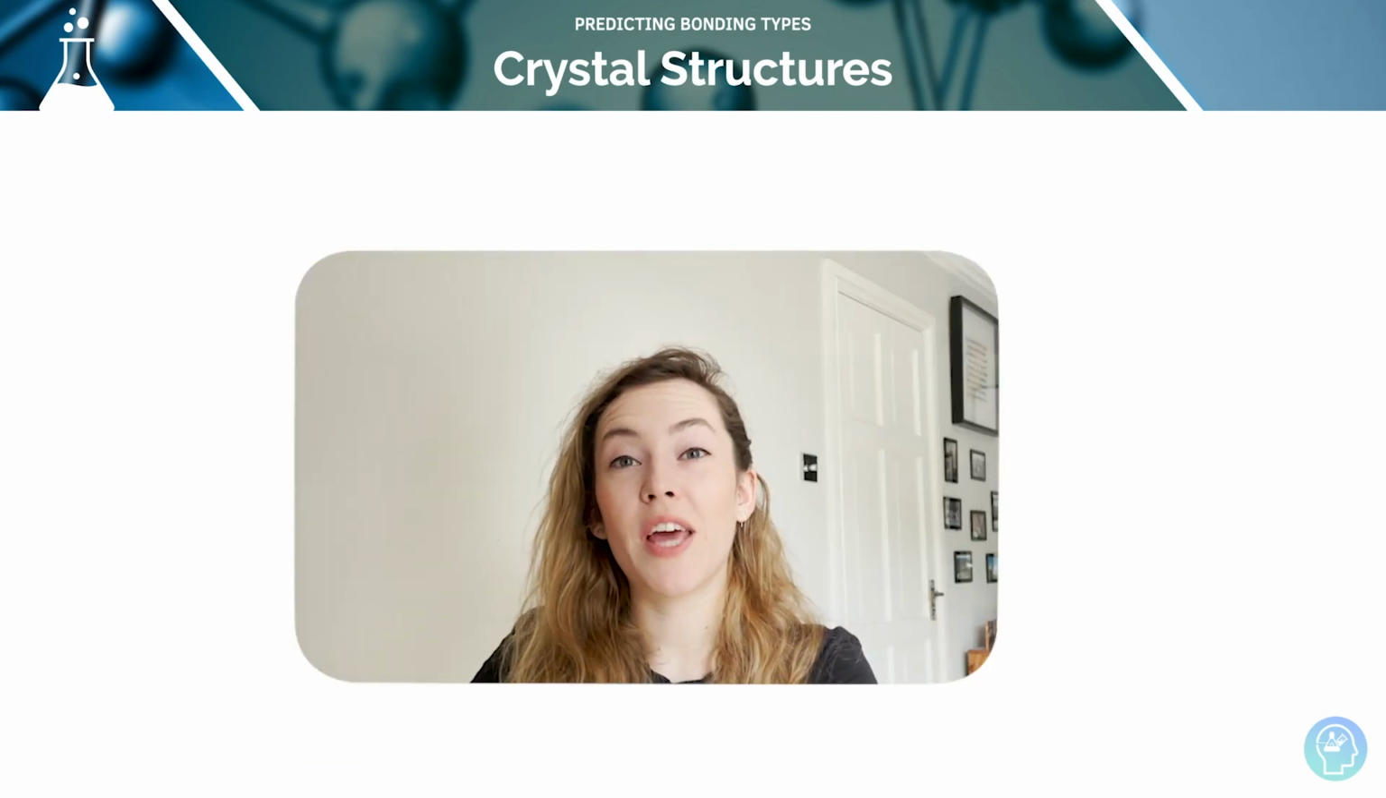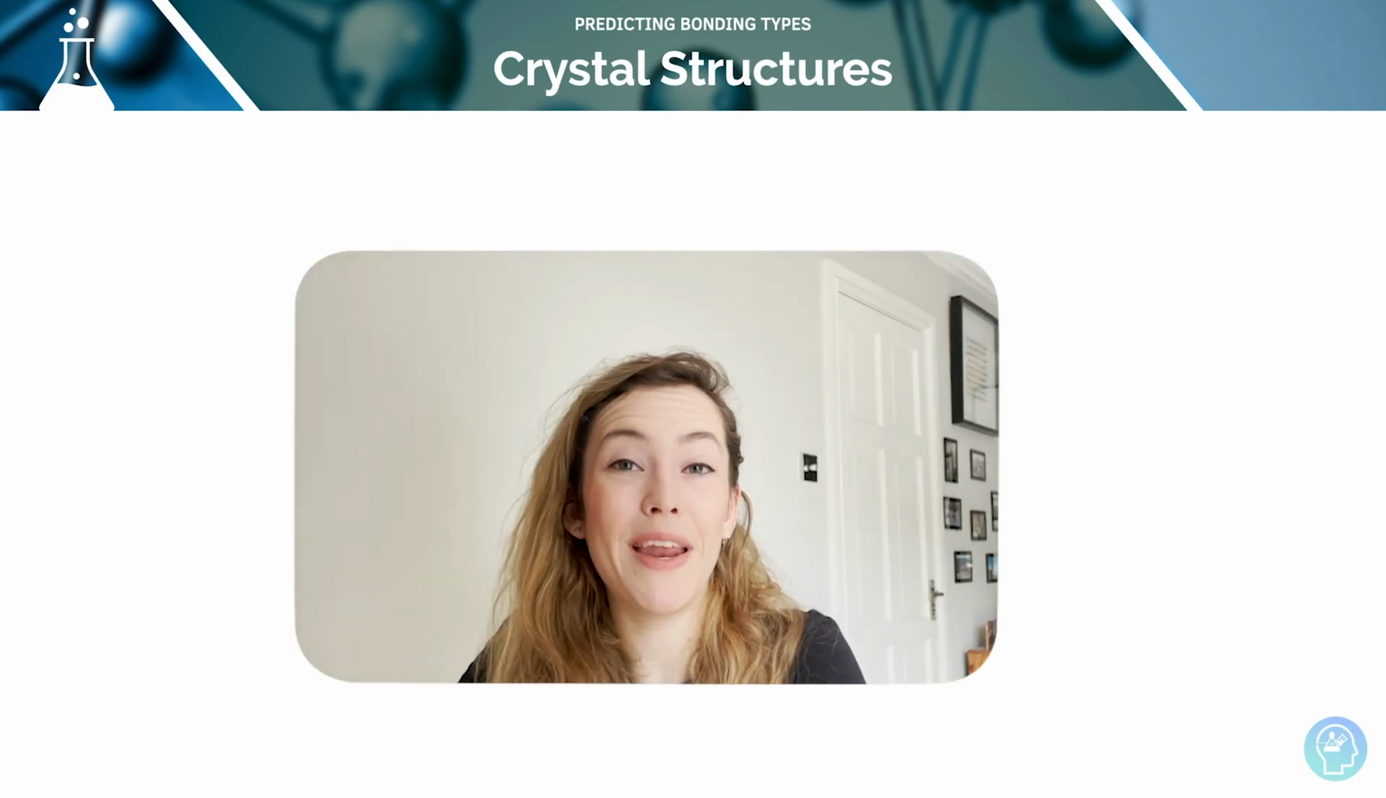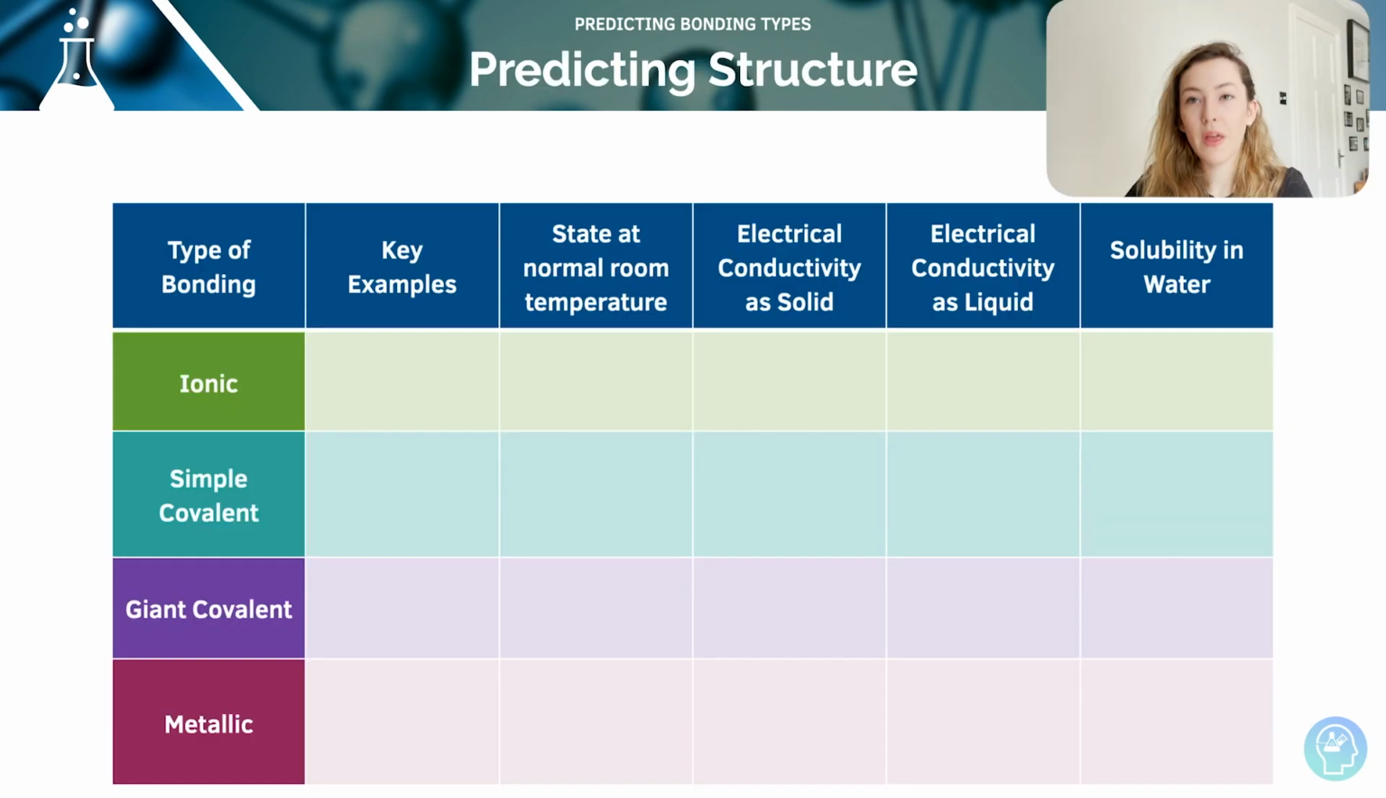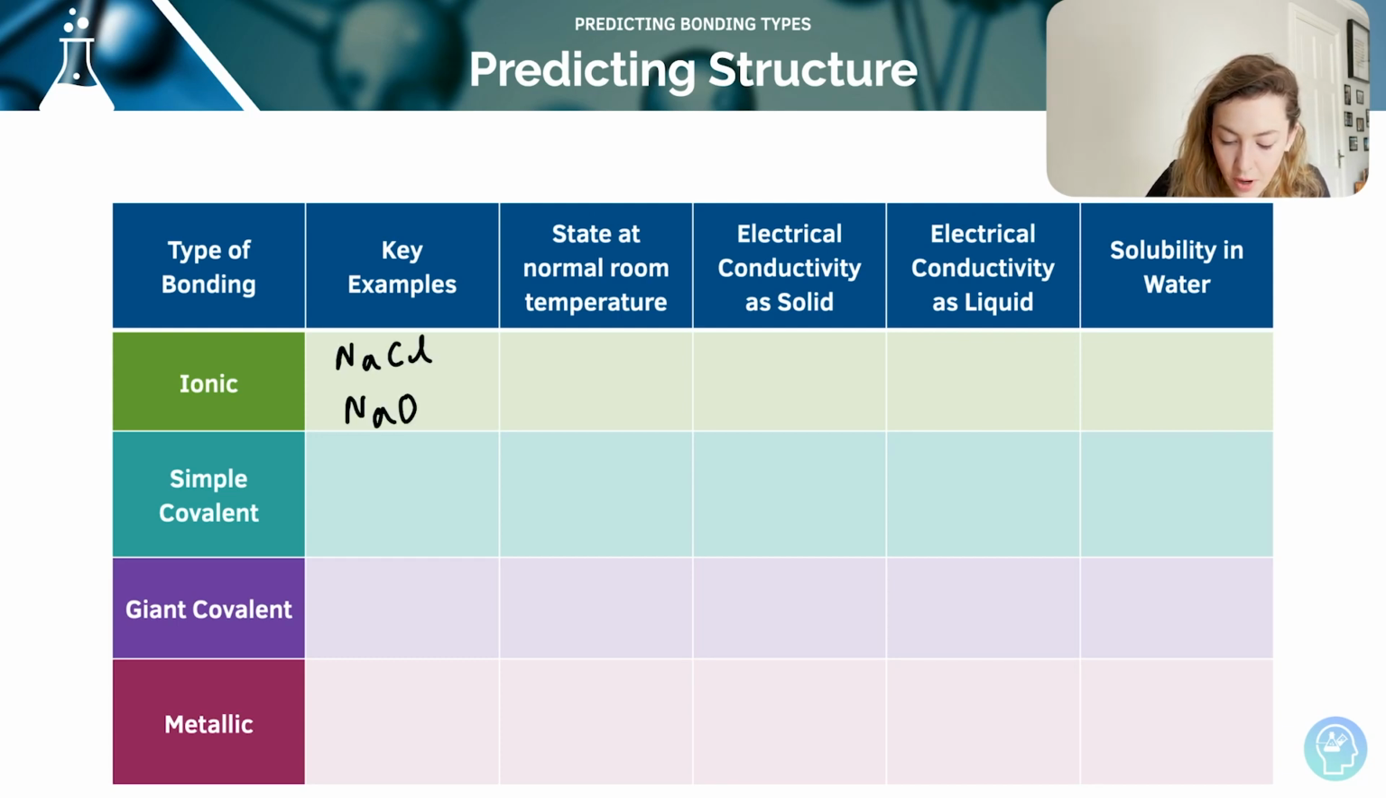The type of structure taken by a compound will determine its physical properties. Let's have a look at some key examples of these then. So if I'm looking at ionic bonding, of course, sodium chloride is a really good example, but I can also have something like sodium hydroxide as well.